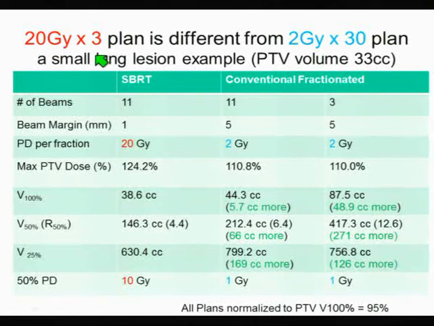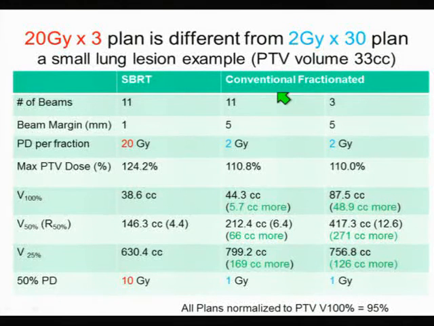A 20 gray times 3 plan is totally different from a 2 gray times 30 plan. Use a very small lung lesion as an example. The PTV volume is only 33 cc. For the SBRT plan, usually you have multiple non-coplanar beams, say for example 11, with beam margin 1. You can see the maximum PTV dose can be more than 120%. And these are the volume receiving prescription dose, the volume receiving 50% prescription dose, and the volume receiving 25% prescription dose. But we have to remember 50% of prescription dose for a 20 gray per fraction plan is 10 gray.